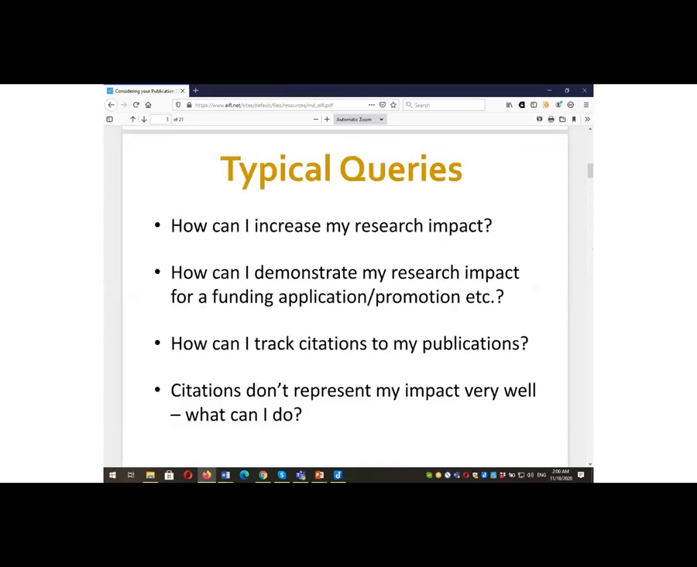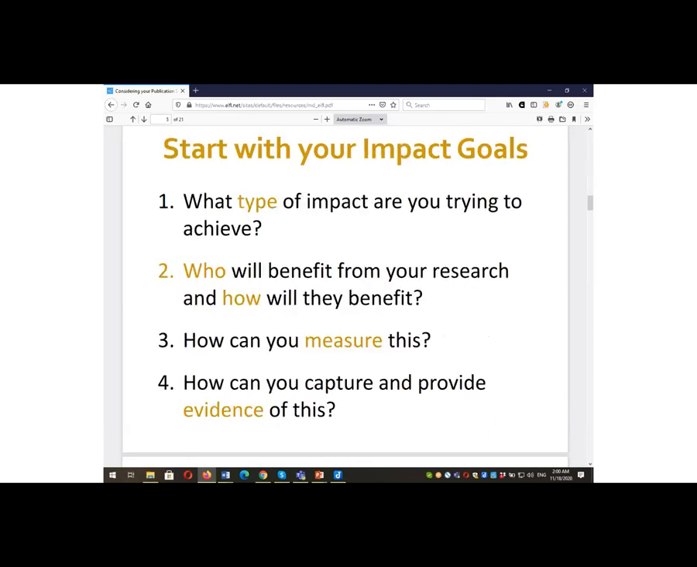So these are typical questions that she receives in her university as scholarly communications manager. A researcher would come and ask, how can I increase my research impact? How can I demonstrate research impact for a funding application or for promotion? How can I track citations? And then of course, what we already discussed, that citations don't represent my impact very well. What else can I do?